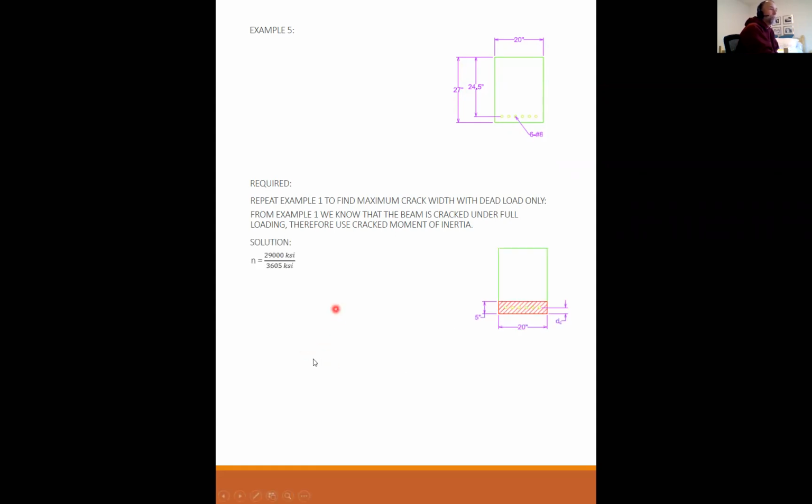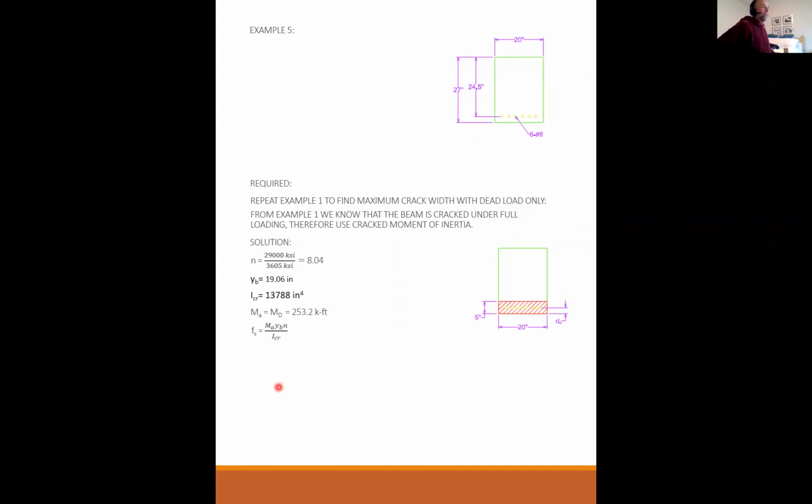Solution. So we find the modular ratio is 29,000 KSI over 3605 KSI. And again, you can go back to example 1. I pulled a lot of the numbers straight out of there. Modular ratio is 8.04. Y sub B was 19.06, distance to the neutral axis. I cracked was 13,788 inches to the fourth. And M sub A is M sub D. We're looking at it at the dead load stage, 253.2 kip feet.